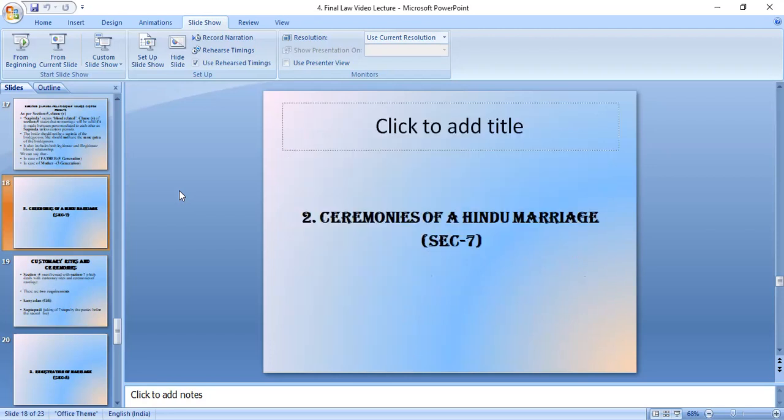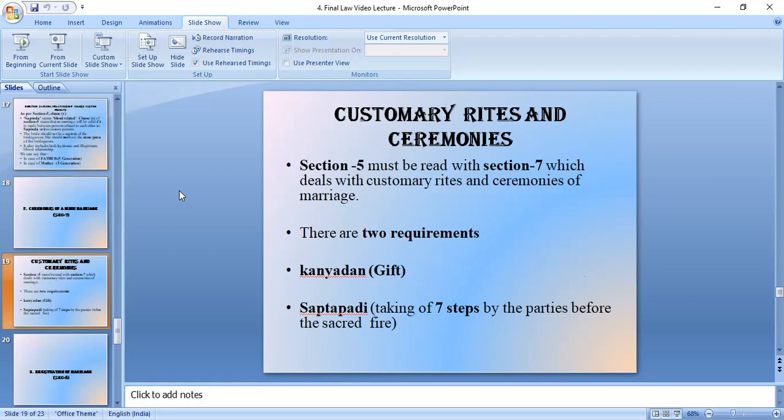Next is ceremonies of a Hindu marriage. It is defined under Section 7 of the Hindu Marriage Act. Customary rites and ceremonies: Section 5 must be read with Section 7, which deals with the customary rites and ceremonies of marriage. There are 2 requirements, that is Kanyadan, gift, and Saptapadi, taking of 7 steps by the parties before the sacred fire.